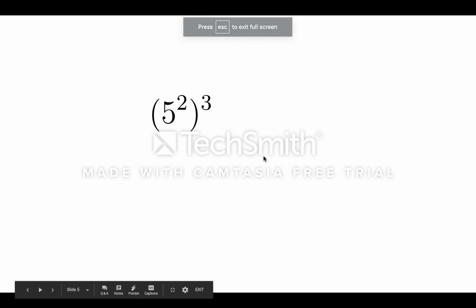Now we have 5 squared to the third. We know that 5 squared is 25, and we could raise 25 to the third. But let's say this wasn't something so easy. What would we do to calculate 5 squared to the third? Try it with numbers. When you are raising a power to a power, you can multiply the exponents together. So 5 squared to the third is 5 to the sixth.